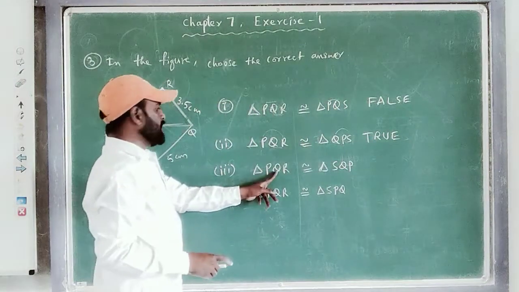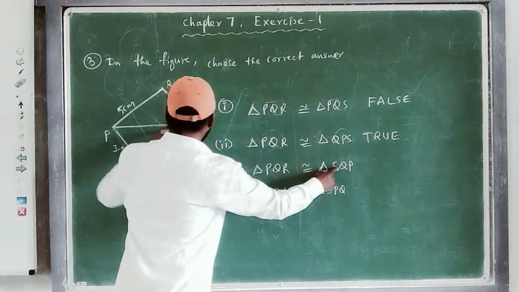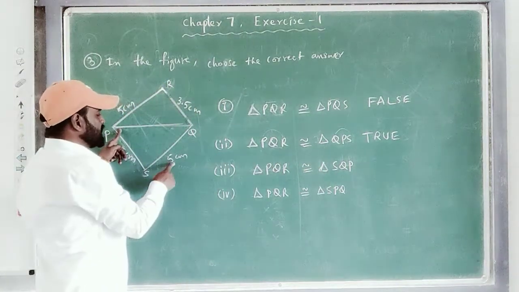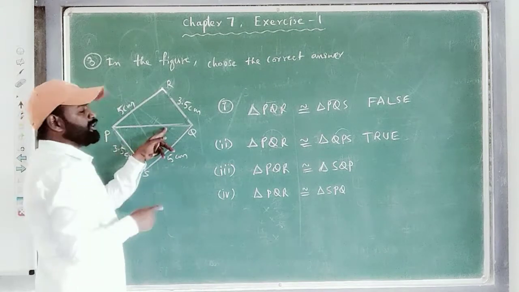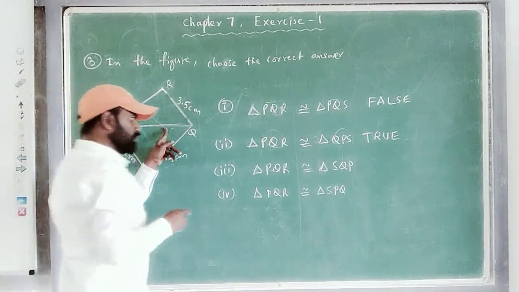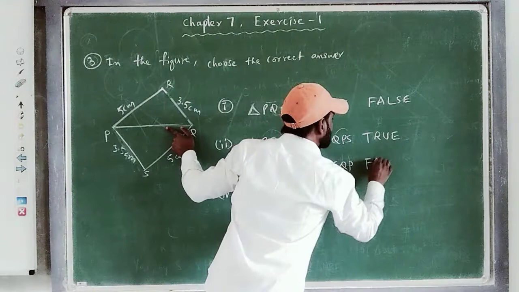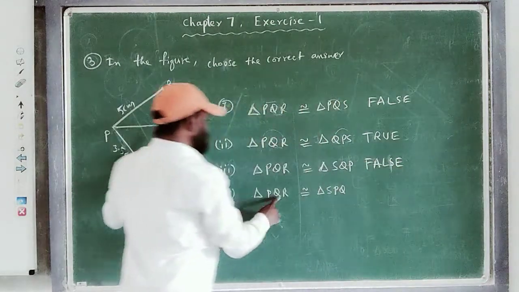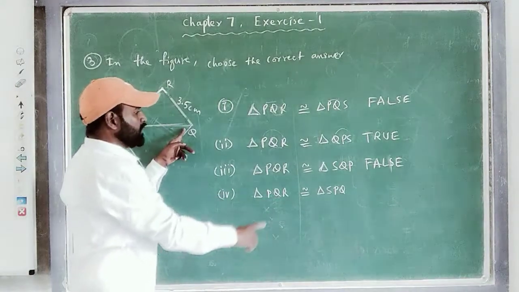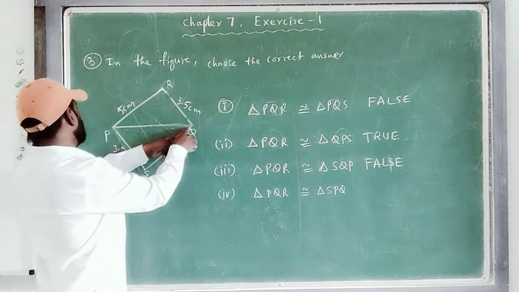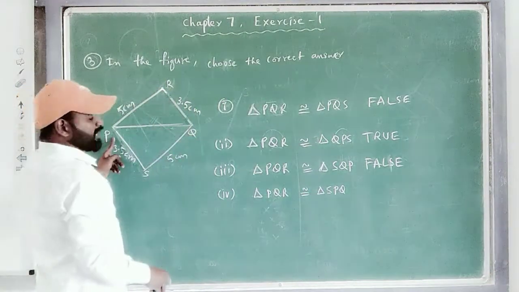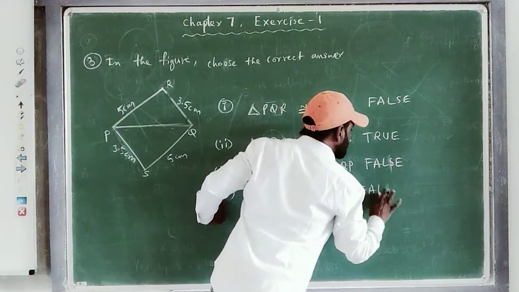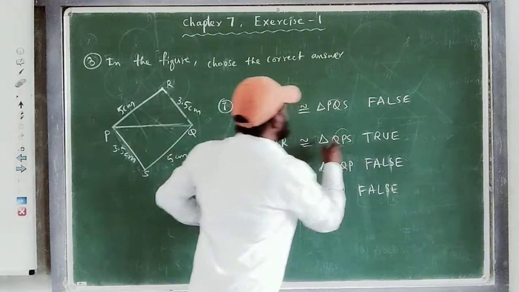Now in this, PQ and SQ, both are not the same. Why? Because SQ measurement is 5 centimeters, and PQ measurement we do not know. So it is false. Next PQ, then SP. SP value is how much? Here SP is 3.5. So both are not the same. So it is also false. So only the second one is correct.